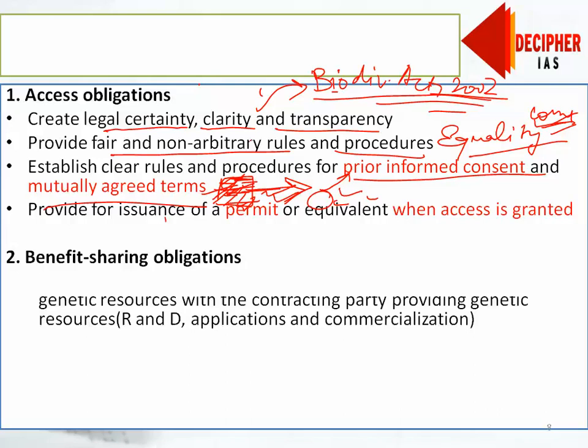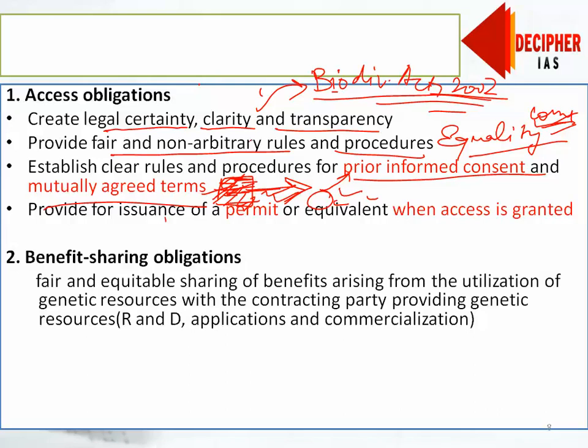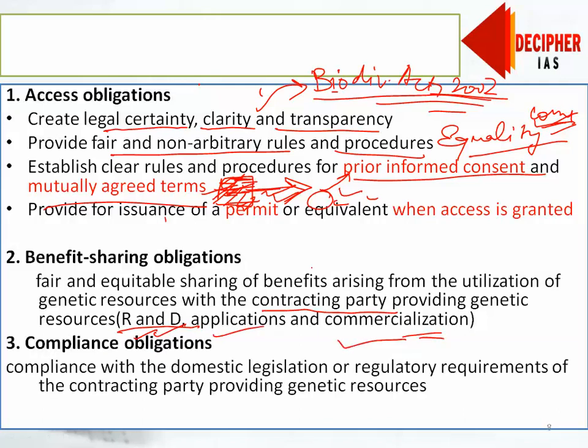Second one is benefit sharing obligations. Obviously, when we are using the genetic resources of a particular place, the contracting party that has come to use the resource should share the benefits from the R&D applications and commercialization of that particular product. The third one is compliance obligations: compliance with the domestic legislation or regulatory requirements of the contracting party. Obviously, the contracting party in India will follow the Biodiversity Act's regulations. Otherwise, there can be jail of 5 years.